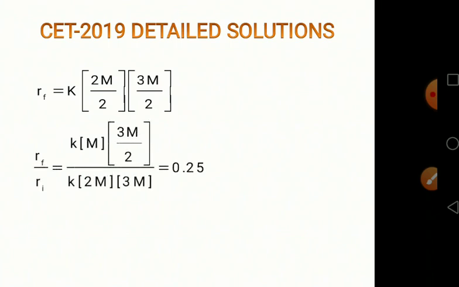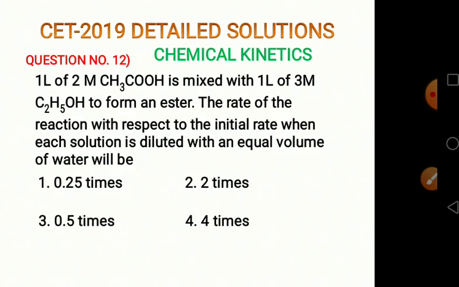Then RF divided by RI, rate of final over rate initial, by solving this equation you are going to get 0.25. Hence the answer is 0.25 times the rate of the reaction with respect to the initial rate. It is going to change. So for question number 12, the answer is 0.25 times.